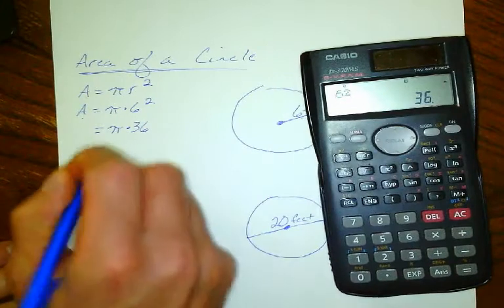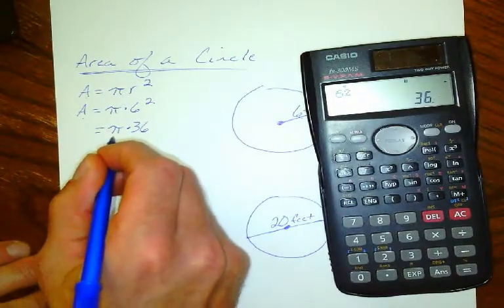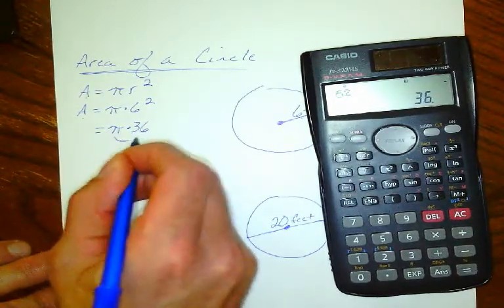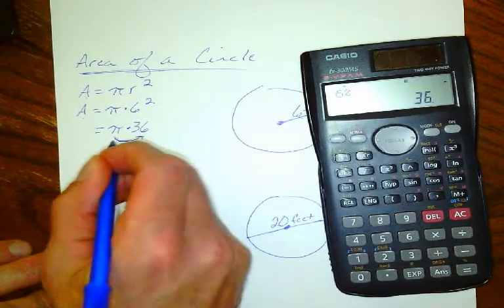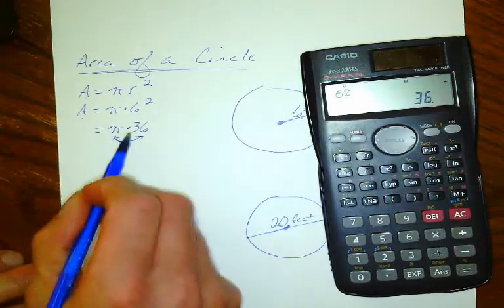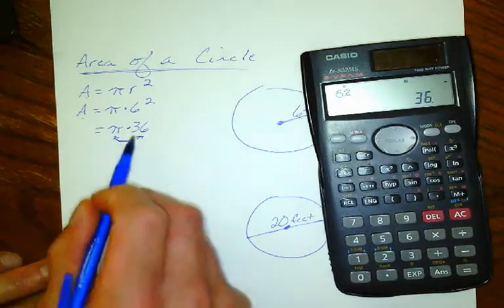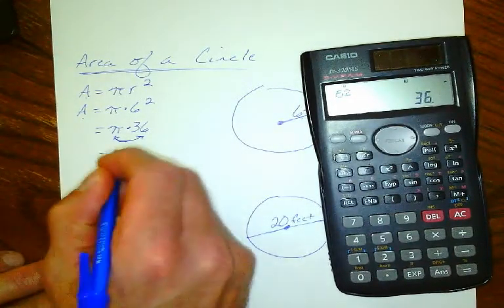Now I'm going to stop right here for a second. I am going to rearrange these two terms. They're not really terms, they're factors. I'm going to use the commutative property of multiplication, and I'm going to bring this 36 out front.